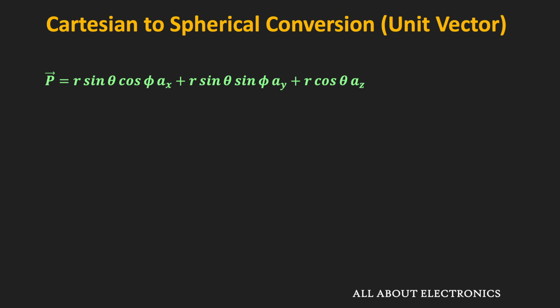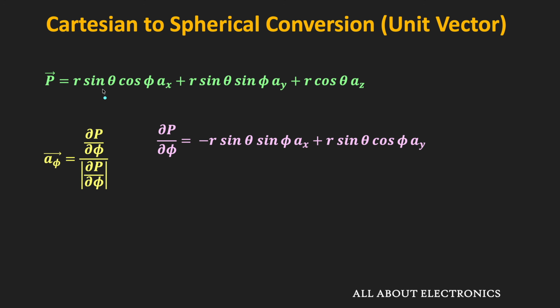Once again, this unit vector A phi can be given as del P divided by del phi, divided by its magnitude. To find del P divided by del phi, we will differentiate this vector P with respect to phi. If we do so, then we will get minus r sin theta sin phi times ax plus r sin theta cos phi times ay, because the differentiation of sin phi is equal to cos phi. And for the third term, as it does not contain any variable phi, its differentiation with respect to phi will be equal to 0.